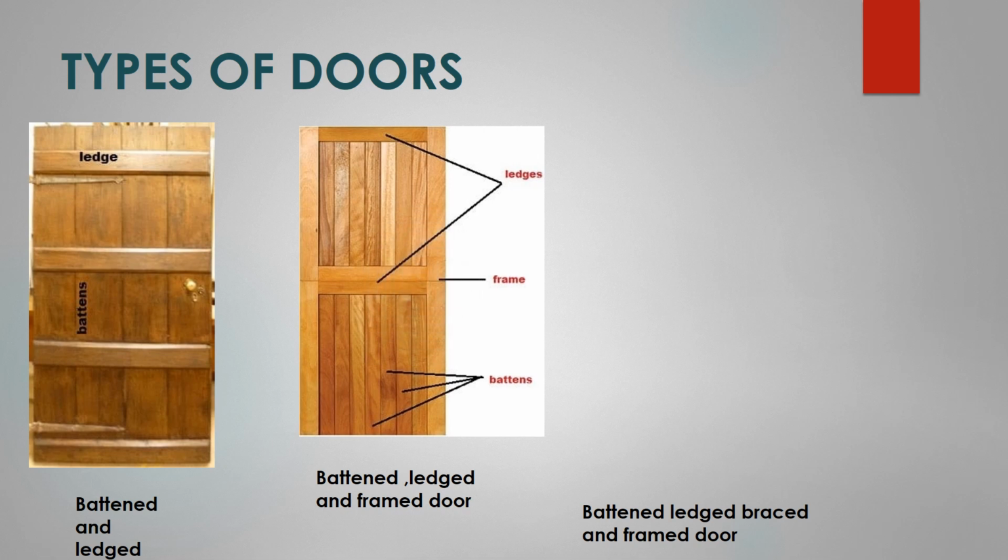We go to the second type of door, which is buttoned, ledge, and frame door. Buttoned, ledge, and frame door is made up of the buttons, which are the vertical members, and ledges, which are horizontal members, and the frames, which are also vertical members. Hence the name buttoned, ledge, and frame door.